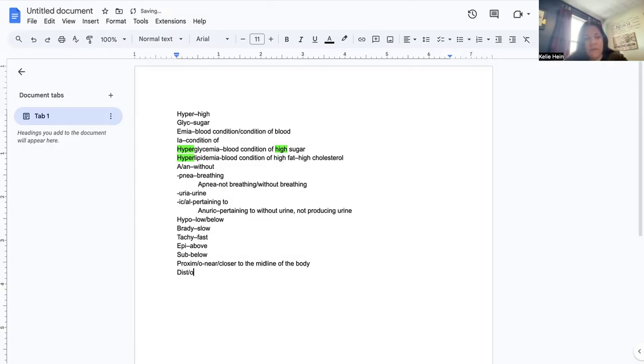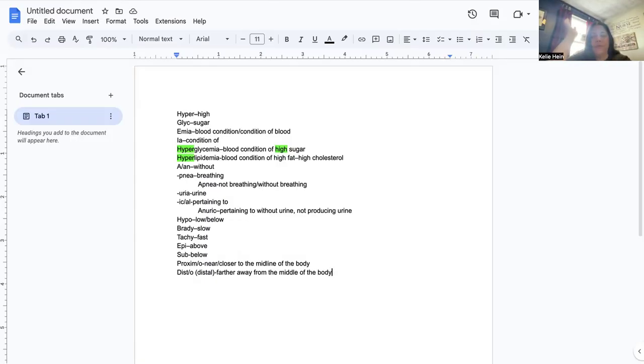Distal is going to be farther away from the midline of the body. So my hand is going to be distal, and we're making comparisons here, right? Your hand's out there, but we're comparing it: my hand compared to my elbow. My hand will be distal from midline versus my elbow.